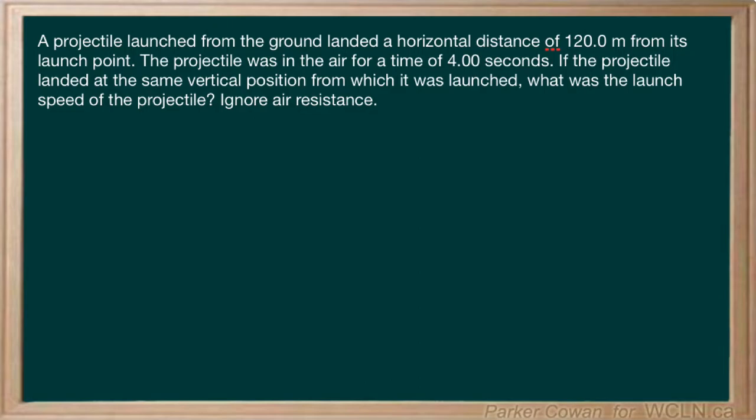A projectile launched from the ground landed a horizontal distance of 120 meters from its launch point. The projectile was in the air for a time of 4 seconds. If the projectile landed at the same vertical position from which it was launched, what was the launch speed of the projectile? Ignore air resistance.